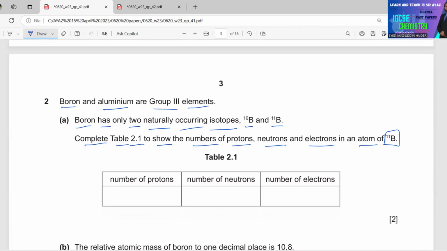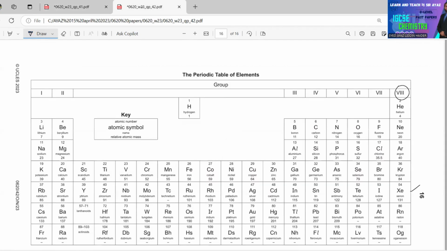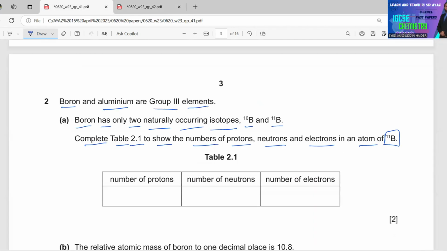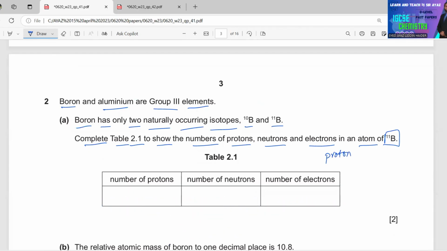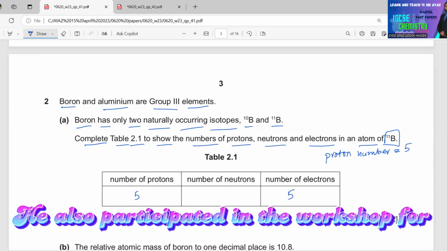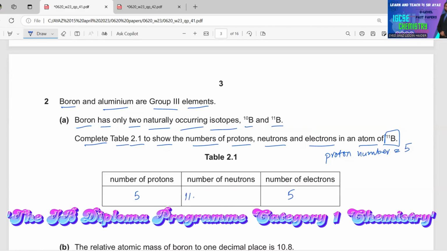For proton number, I have to look at the periodic table. Where is boron? Here is boron. The proton number is 5. So I will write the proton number of boron here. Five proton number means it must have 5 protons. And it's a neutral atom, so there must be 5 electrons. What about neutrons? In order to calculate the neutrons, you have to subtract 5 from 11. So 11 minus 5, you will get 6.